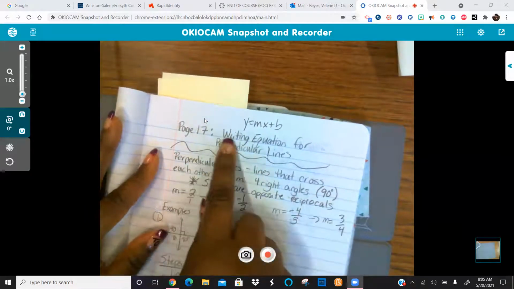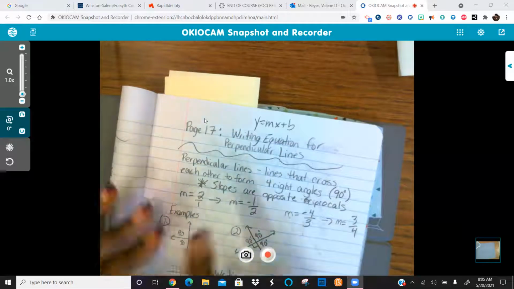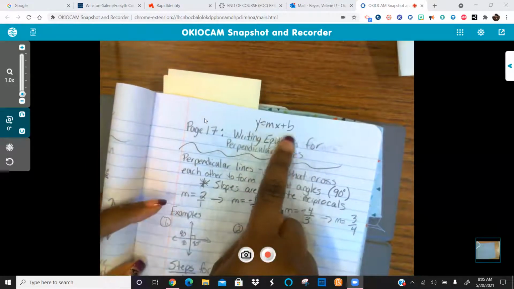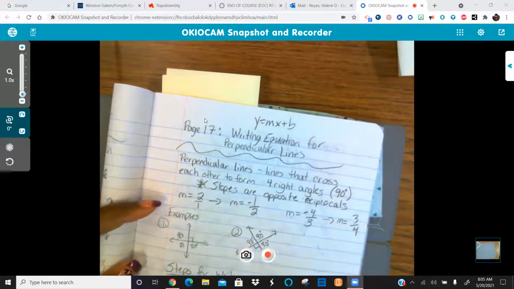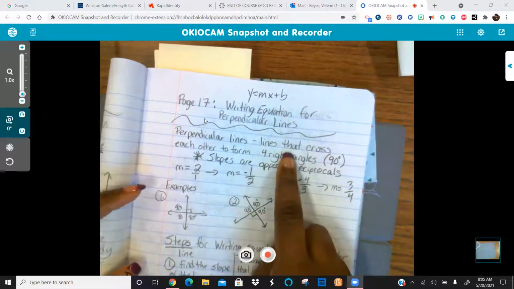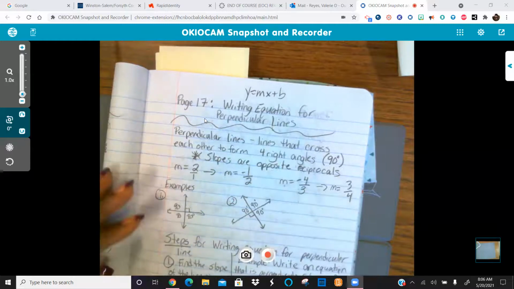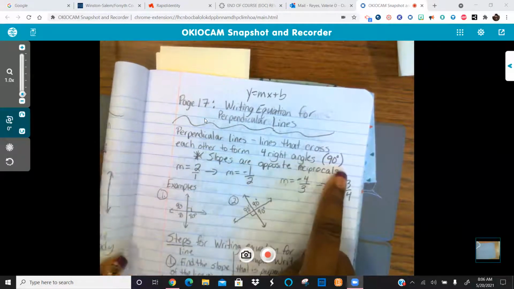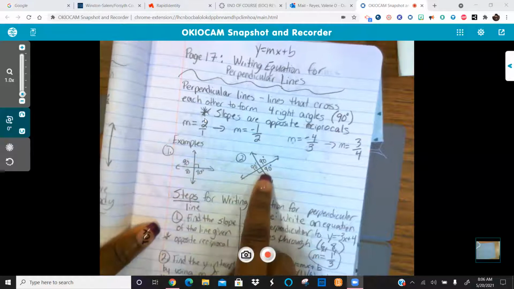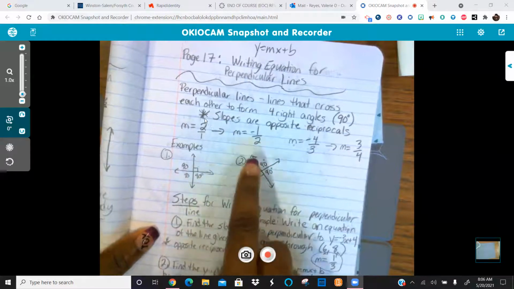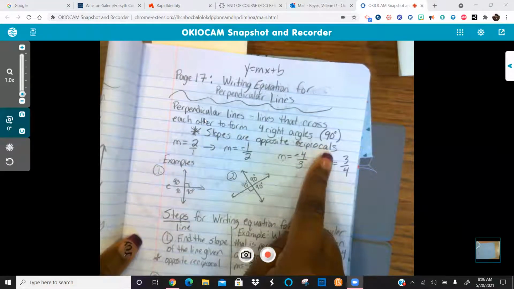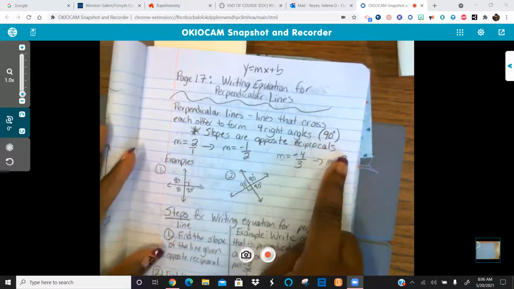All right, perpendicular lines are still straight lines, so you write them in slope-intercept form, y equals mx plus b. They're linear, they're straight lines. But the only thing that's different is that perpendicular lines cross each other. They cross each other to form 4 right angles, and these are examples of what perpendicular lines look like. Their slopes are not the same. Their slopes are opposite reciprocals.